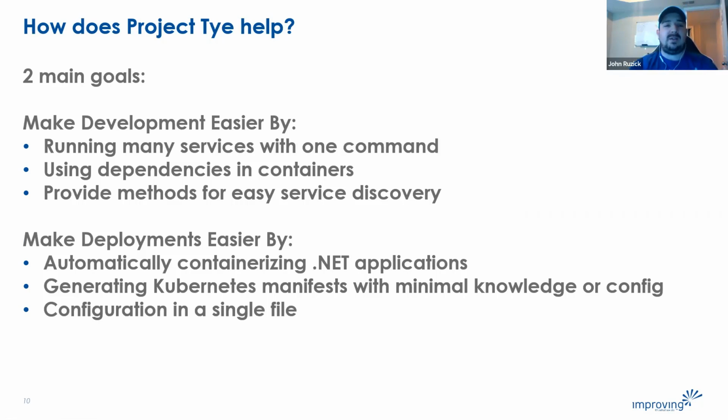So how does Project Tye help with all of these? So it has two main goals. So make development easier by running many services with one command, using your dependencies in containers, and then providing methods for easy service discovery. And then the second goal is to make deployments easier by automatically containerizing .NET applications, automatically generating Kubernetes manifests with minimal knowledge or configuration, and all of your configuration is stored in a single file. So these are the two main goals with how Project Tye is looking to help ease development in a microservice world.